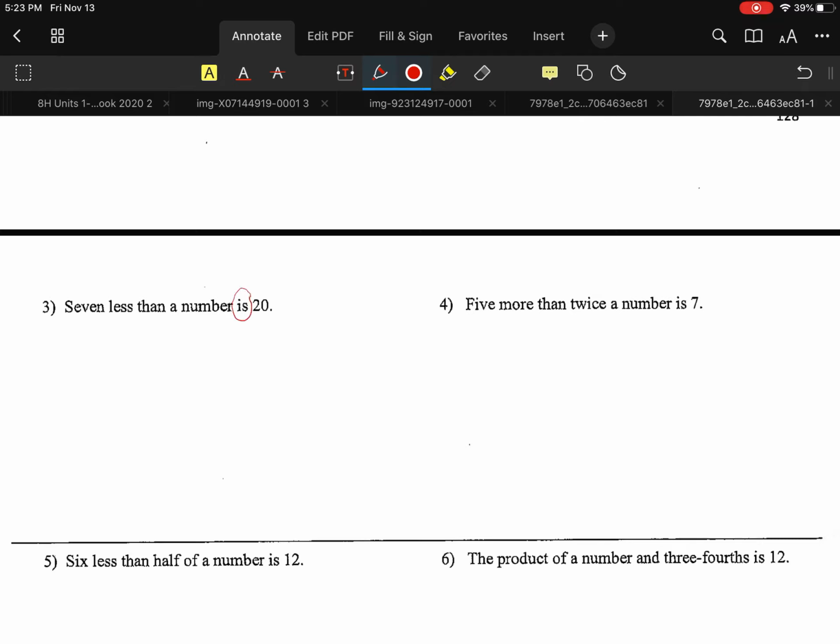Number 3, 7 less than a number is 20. So is means equal to, so equals 20. 7 less than is a switch word. A number, I don't know what the number is. I'm going to use x. So 7 less than a number is going to be x minus 7. You want to make sure you have that order correct because when you go to solve it, I'm going to add 7 to both sides. X is equal to 27.